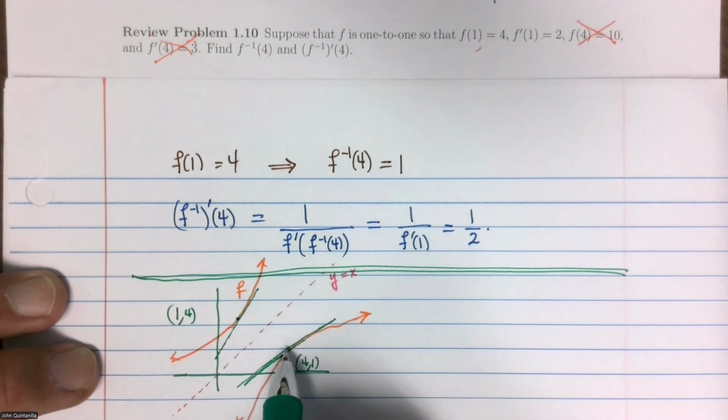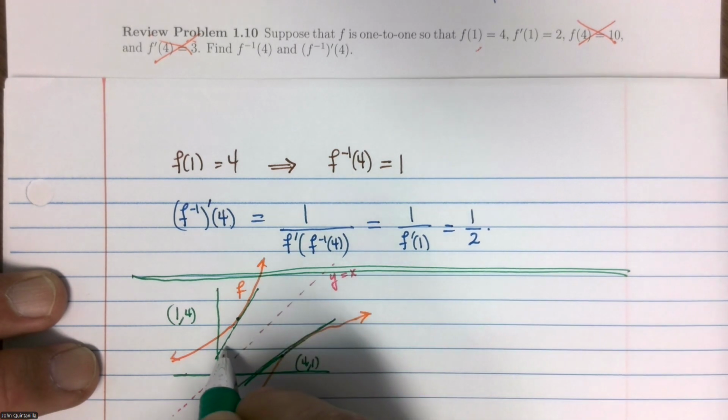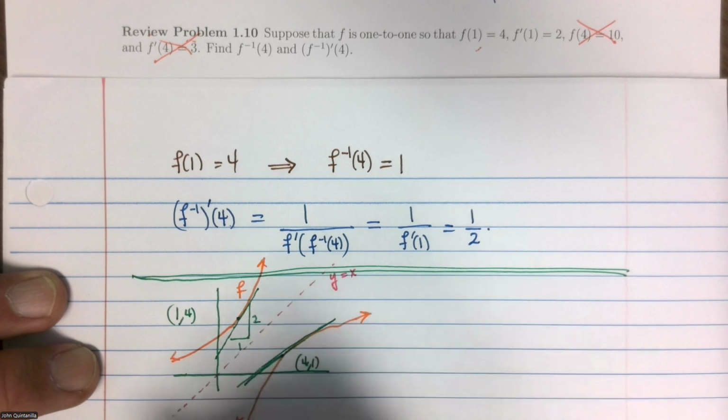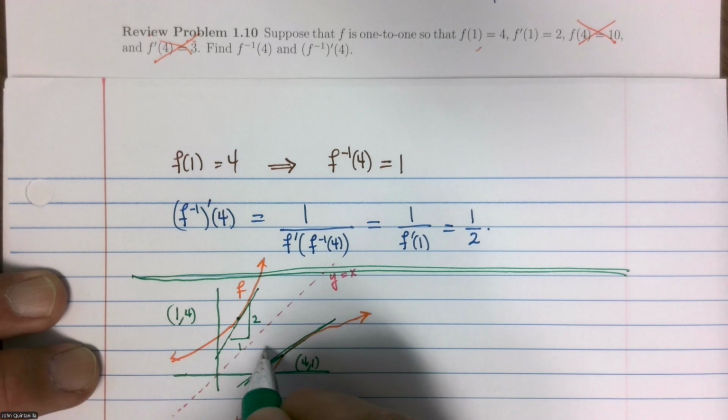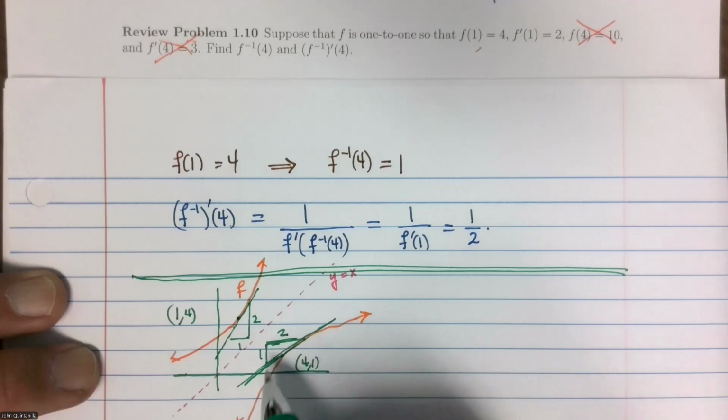And what happens to the slope of the tangent line? Over here, this rise over run is equal to 2 over 1. The slope of the tangent line is 2. When I reflect over, the 1 becomes over here and the 2 goes over here. So the rise is now 1, but the run is equal to 2. And so the roles of rise and run flip.